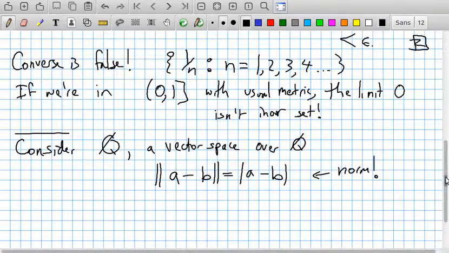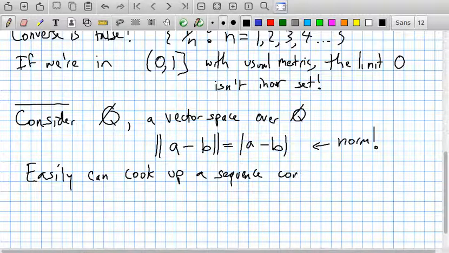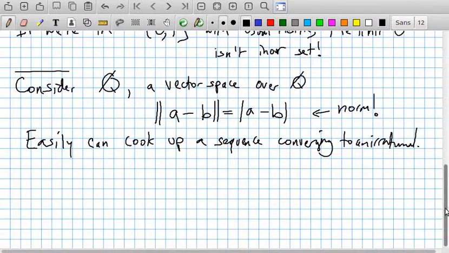But this one's got some problems. You can very easily cook up a sequence converging to an irrational number. Of course, it won't actually converge in this vector space, but the terms will be getting closer and closer together. So in fact, what we do when we think about the reals is we think about the reals as all the possible limit points of Cauchy sequences of the rationals. This is called the completion, and completing.